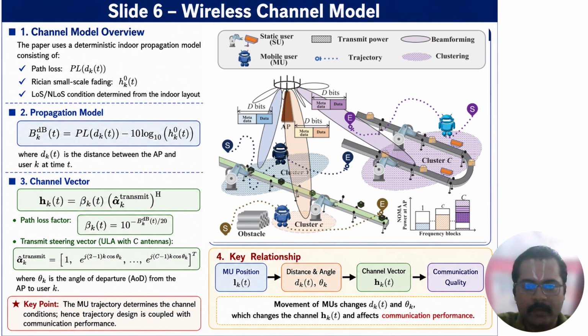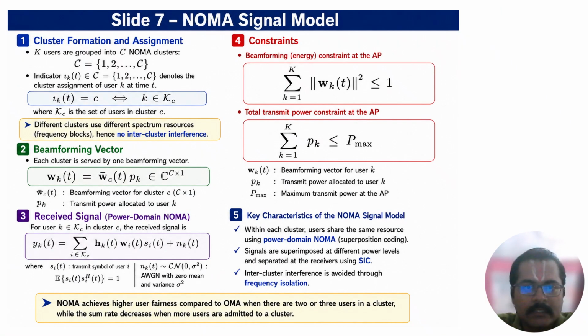This is the environment where our robots and static users are going to work. It's a production line. You can see the production line. So this is the channel model. Let's see the NOMA signal model. Cluster formation: K users are grouped into C NOMA clusters. This is the cluster assignment, where different clusters use different spectrum resources.